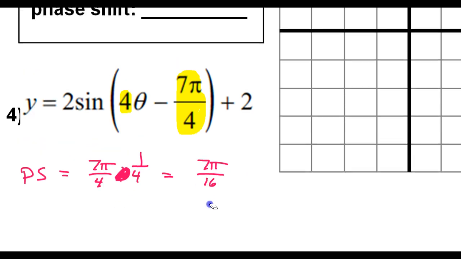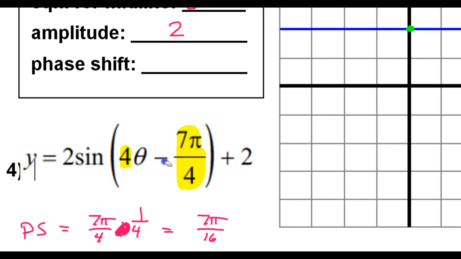So this is the phase shift. The direction will be the opposite of what it looks like. So because it's negative, it will actually be to the right. So this is going to be 7 pi over 16 to the right.